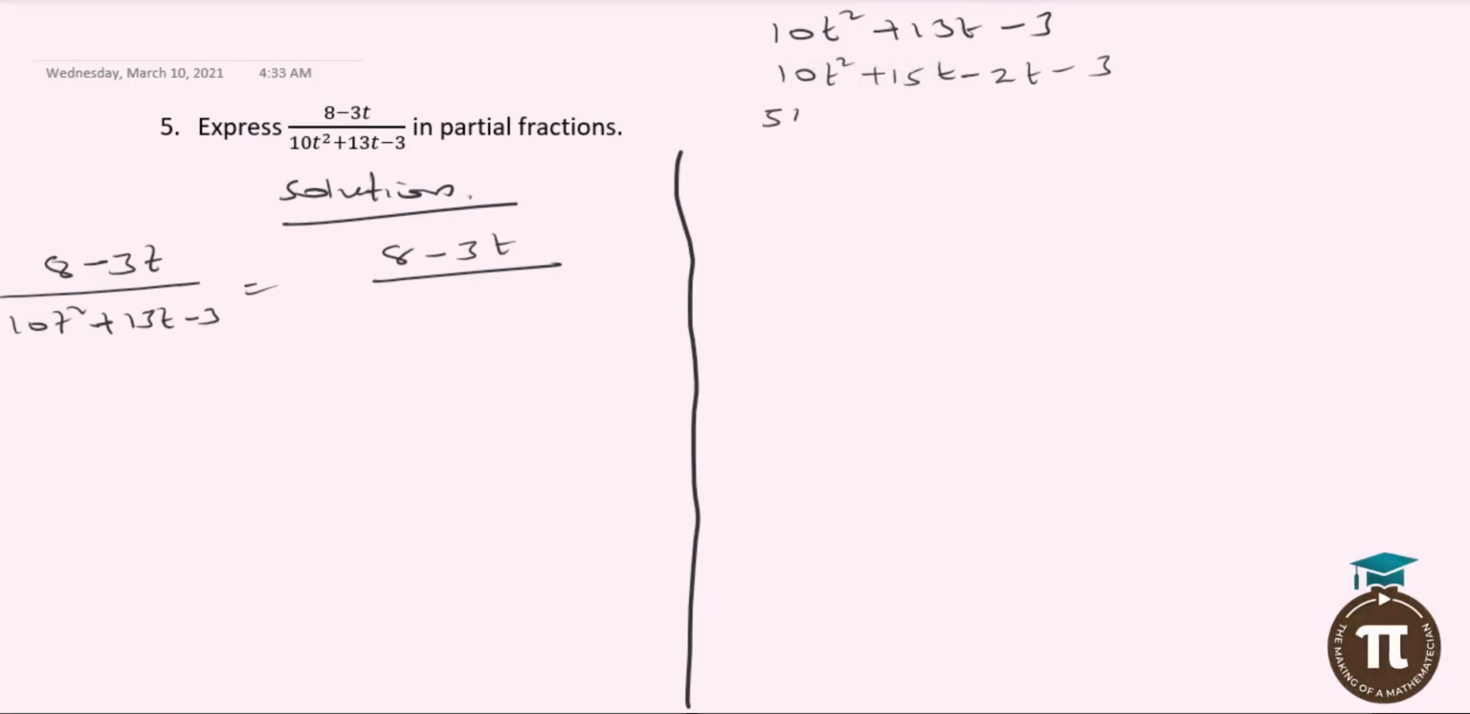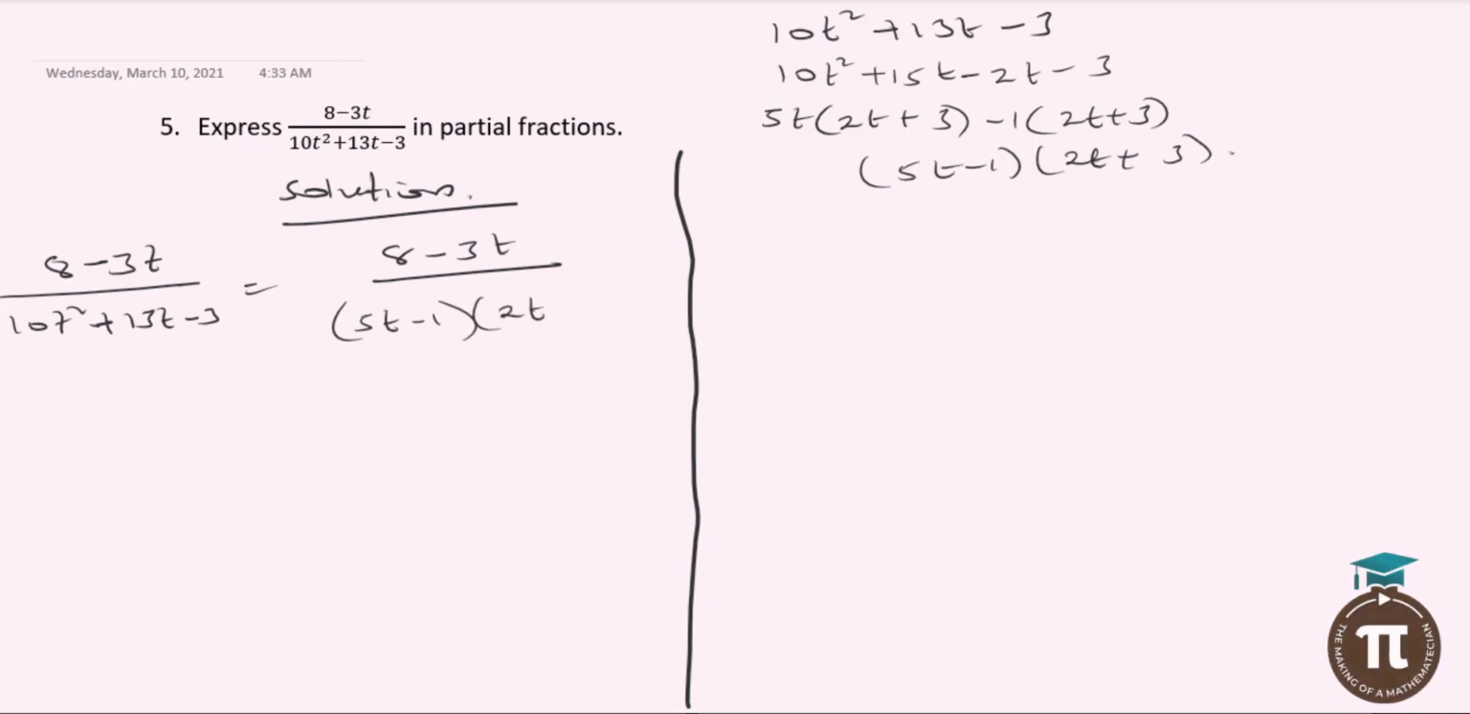5t is common in this first place. I have 2t + 3. Then minus 1 is common in the second one. We have 2t + 3. So by the time you are done factorizing, you have (5t − 1)(2t + 3). So that means what is here at the denominator? (5t − 1)(2t + 3). That is the first thing we have been able to accomplish. Now let's come again. We have (8 − 3t) all over (5t − 1)(2t + 3).